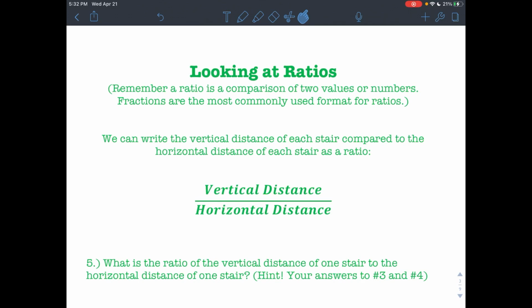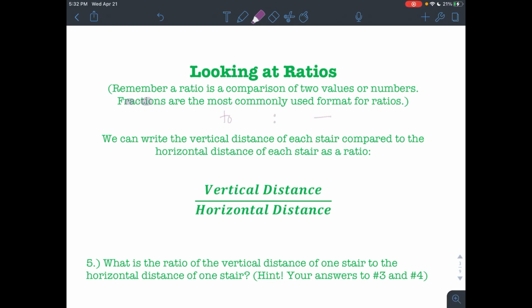Okay, next section. Let's look at our measurements in the form of ratios. Remember that a ratio compares two values or numbers. Fractions are the most commonly used format of ratios. And even the word ratio, R-A-T-I-O, is right there inside of the word fractions. We can compare using ratios using the word to, using a colon, or using a fraction.